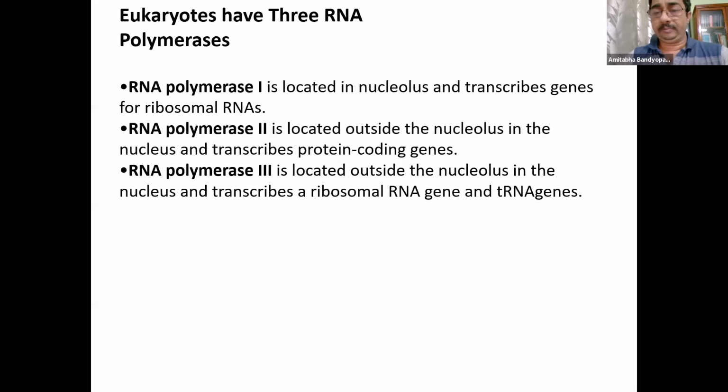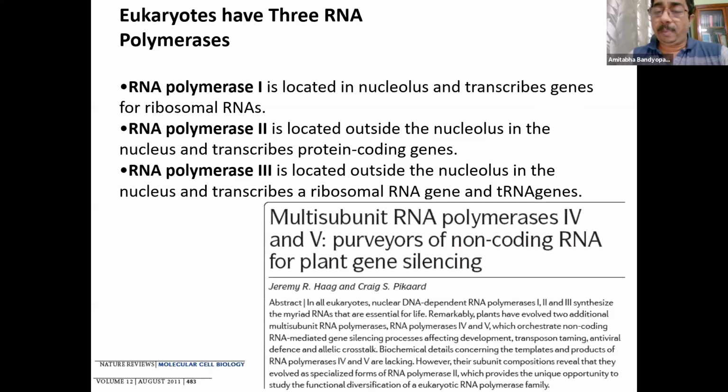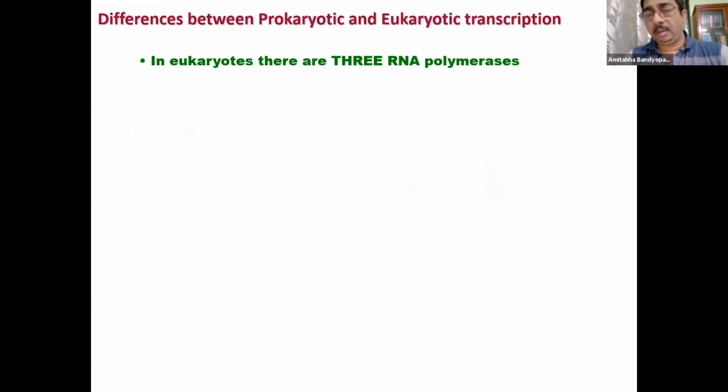the tRNAs. Okay, and now in plants they say that there is RNA polymerase 4 and RNA polymerase 5 as well. But we will not talk about them. In fact, we will not even talk much about RNA pol 1 or RNA pol 3.